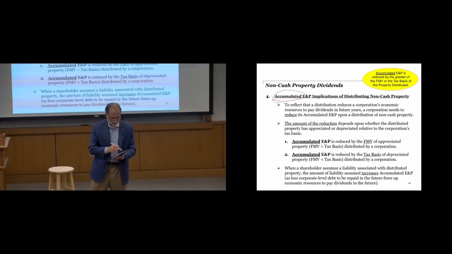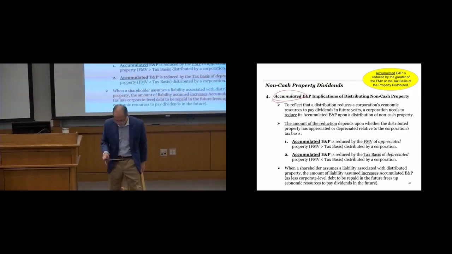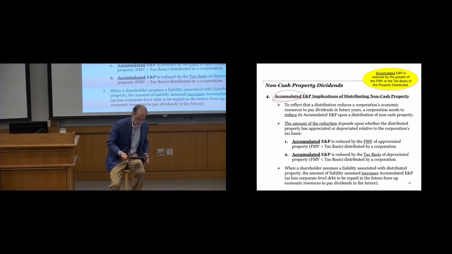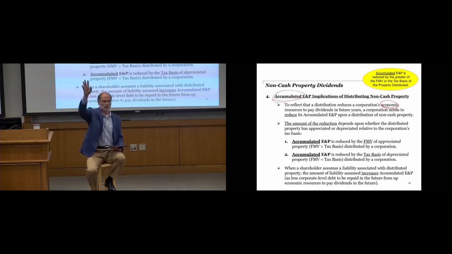Now when I look at the accumulated E and P effects of that property distribution. So to reflect that a distribution reduces a corporation's economic resources to pay dividends in future years, a corporation needs to reduce its accumulated E and P upon a distribution of non-cash property. Right? It's no longer there. Remember, this is a one-sided transaction. I make a distribution, the value's gone. So my economic ability to pay a dividend has gone down. The property that I used to have is no longer there.